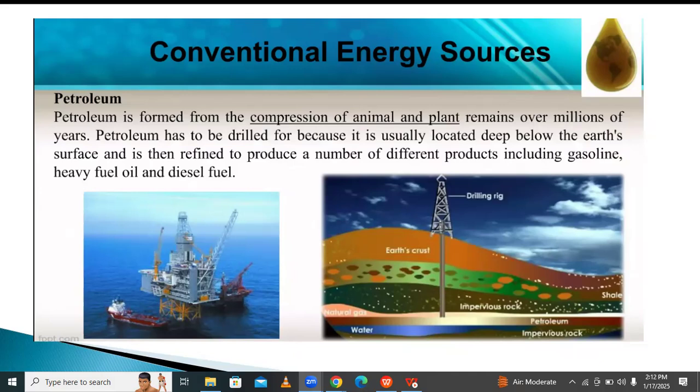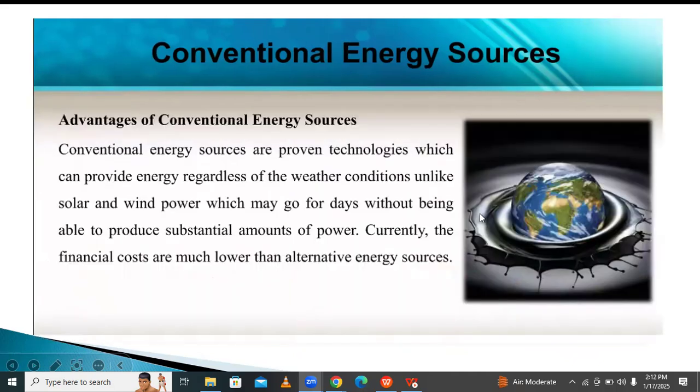How do we get petroleum? Petroleum has to be drilled for because it is usually located deep below the earth's surface. So a separate mechanism is required to get petroleum. Then, coming to the advantages of conventional energy sources: they are proven technologies which can deliver energy regardless of weather conditions. Regardless of weather conditions, we can generate energy using petroleum, coal, natural gas, and diesel. We can generate electricity without depending on weather conditions.